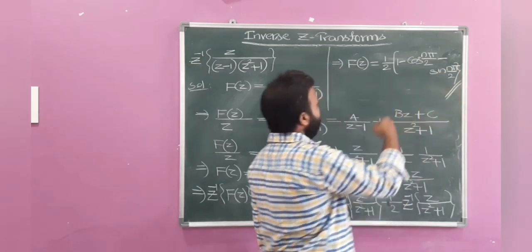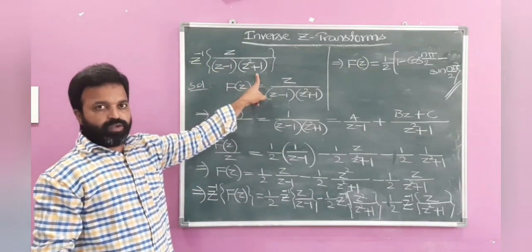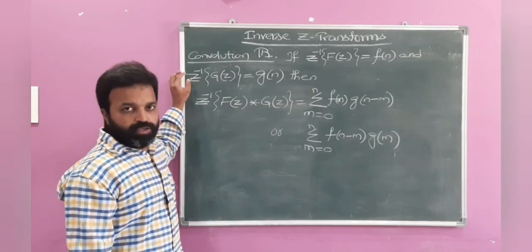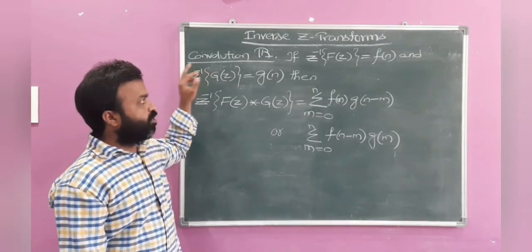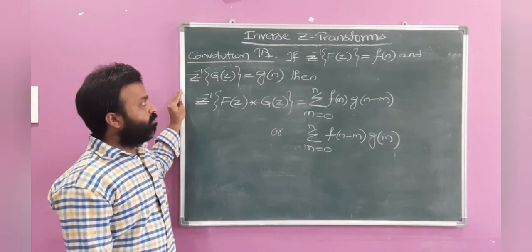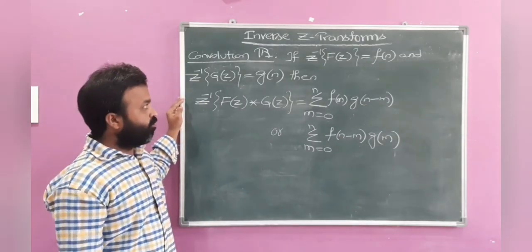So this is the solution for the Z inverse of z by (z minus 1) into (z square plus 1). Okay. Now, the convolution theorem, the statement of the convolution theorem. Similarly to the Laplace transform or Fourier transform, we have a convolution theorem for the Z-transform also.